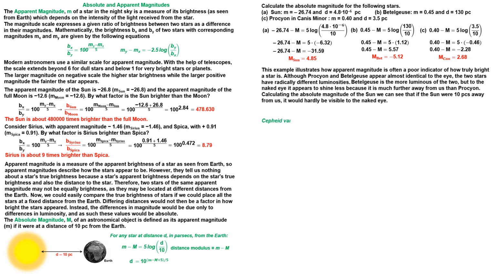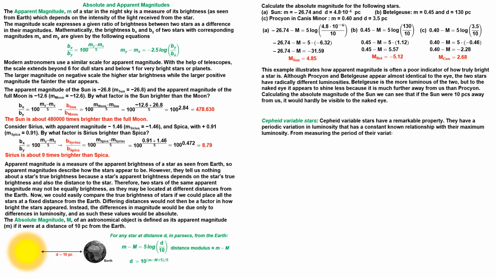Cepheid variable stars. Cepheid variable stars have a remarkable property. They have a periodic variation in luminosity that has a constant known relationship with their maximum luminosity. From measuring the period of their variation in luminosity, their absolute magnitude can be calculated, thus yielding accurate estimates of the star's distance using the distance modulus equation.